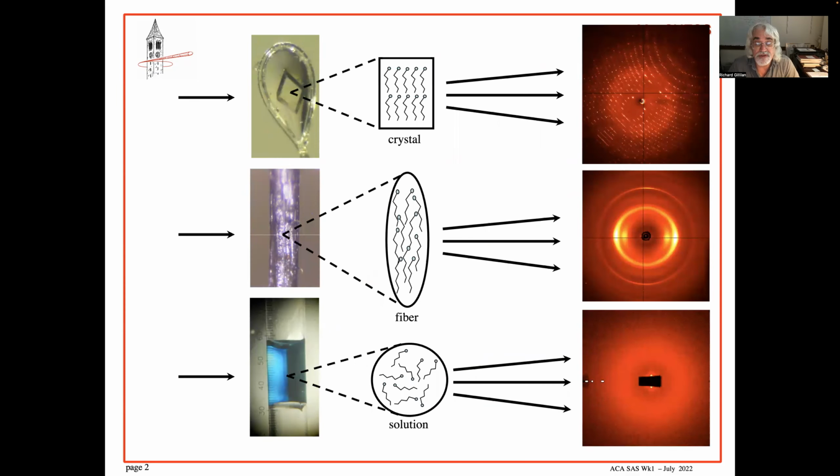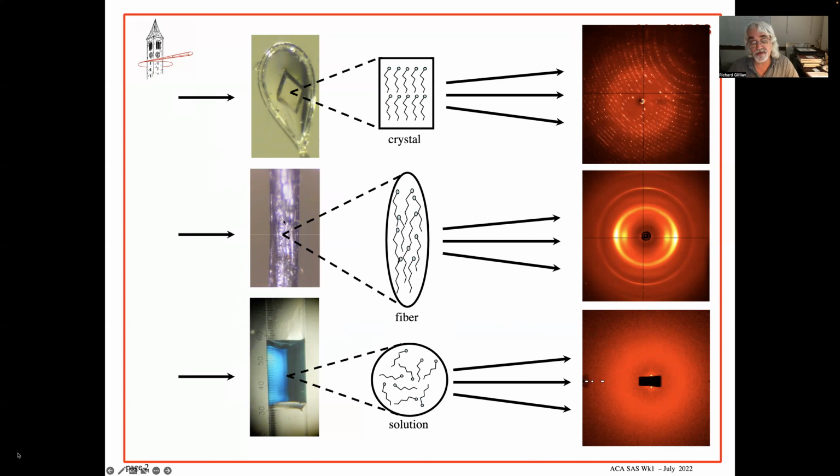I always show this big picture of what people do with X-rays. It's not everything people do with X-rays, but you probably have seen at the top here, if you shine X-rays on a crystal, which is a packed regular array of molecules, you get diffraction spots. In crystallography, you measure the intensity of the diffraction spot, you phase it, and you can get very high resolution atomic information. In the middle is fiber diffraction.